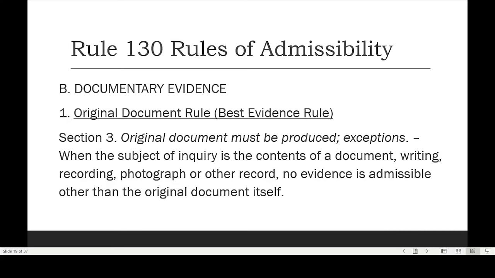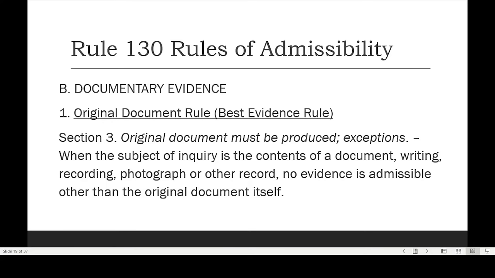Why should it be the original document when presenting documentary evidence? The basic premise justifying the rule is the need to present to the court the exact words of a writing, where a slight variation of words may mean a great difference in rights. An ancillary justification for the rule is the prevention and detection of fraud.